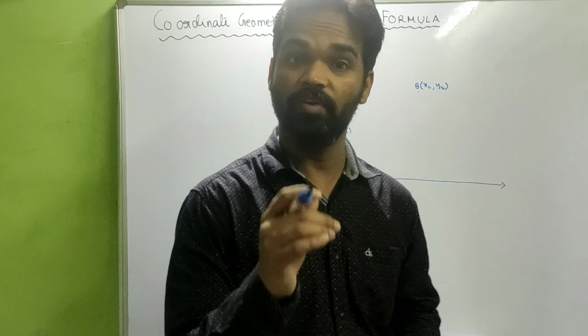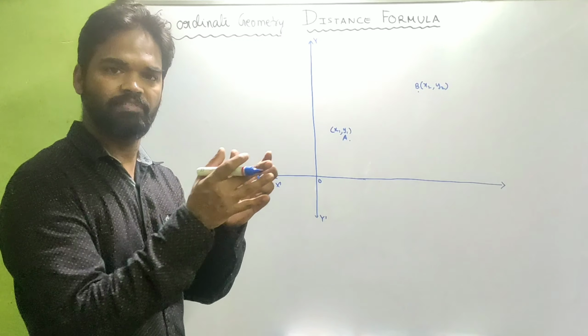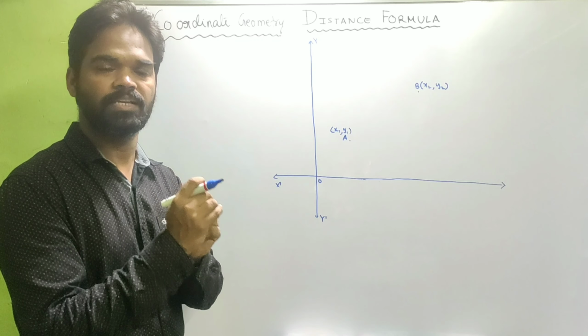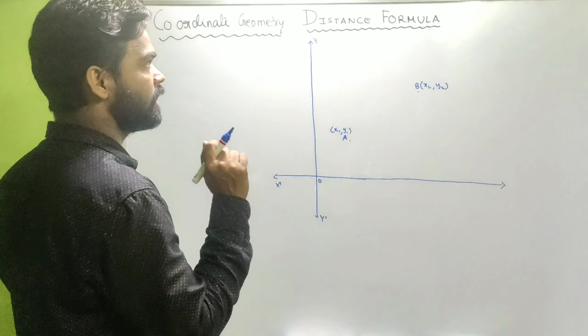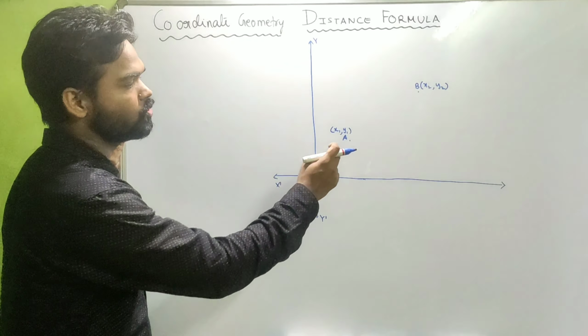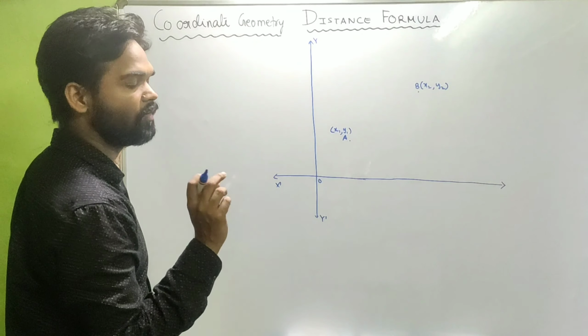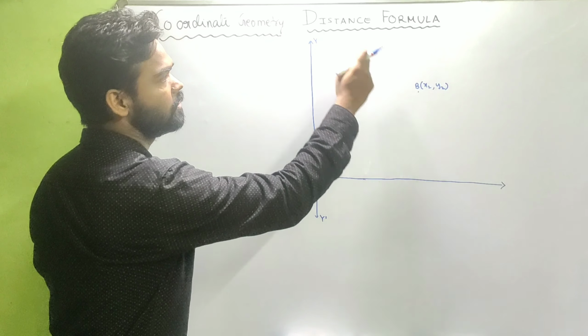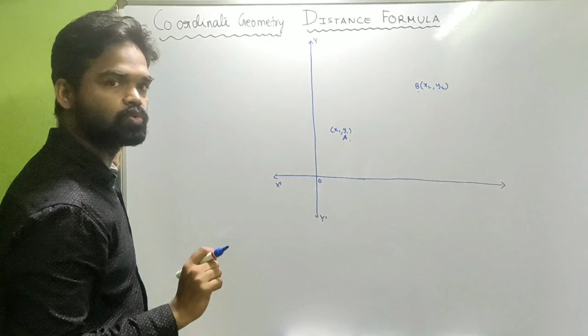Hi class. We have already done, in a previous video, an introduction to coordinate geometry, where I explained how to plot a point in a coordinate plane. What is a coordinate plane? Everything we have done. In this video, let us see, if there are 2 points in a coordinate plane in any quadrant (for convenience I have taken the points in the first quadrant), how to calculate the distance between those 2 points.